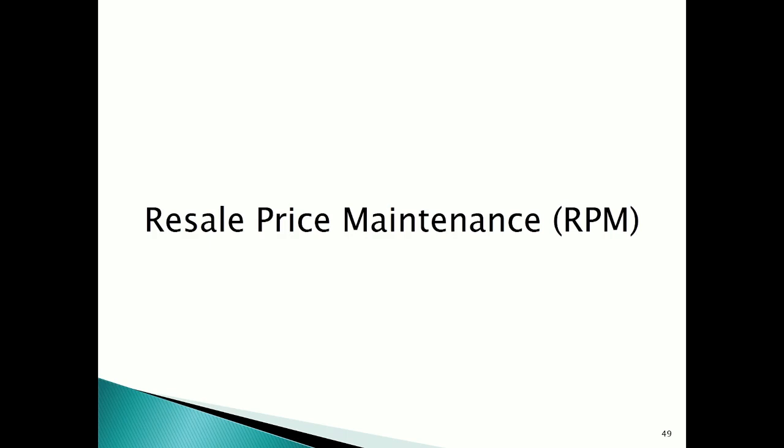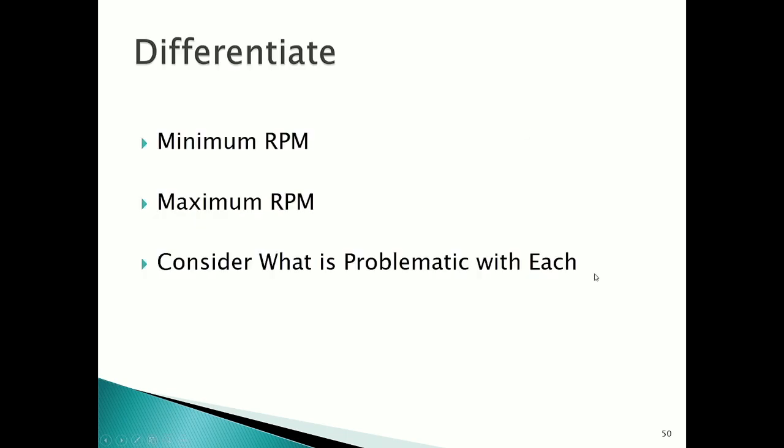Resale price maintenance. Minimum RPM, maximum RPM, and what's problematic with each. Minimum RPM is a minimum price that the good can be sold at. We all know what the problem of that is. It's a form of price fixing, yet it can have some advantages. It can provide a sufficient margin so that stores, or goods that require pre- and post-sale service, can provide those services.